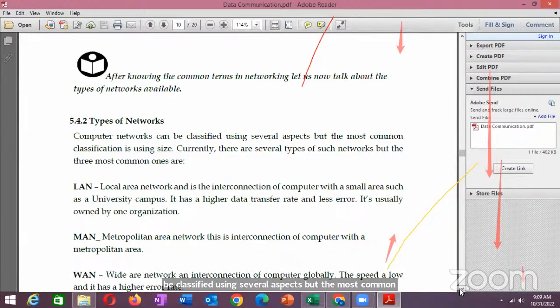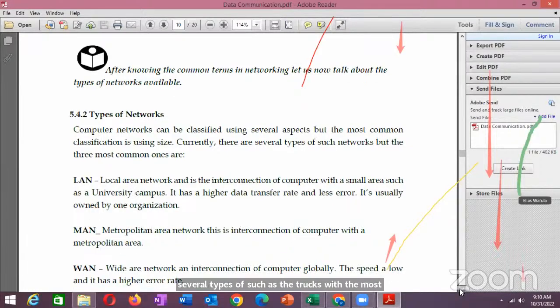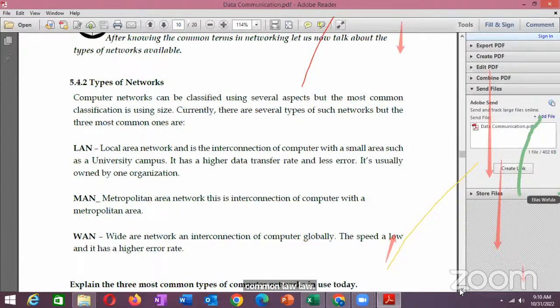So currently, there are several types of such networks, but the most common are LAN, local area network, which is the interconnection of computers within a small area such as a university campus. It has a higher data transfer rate and less error. It's usually owned by an organization. Like what we have in Kibabi is a local area network where you can access your internet.